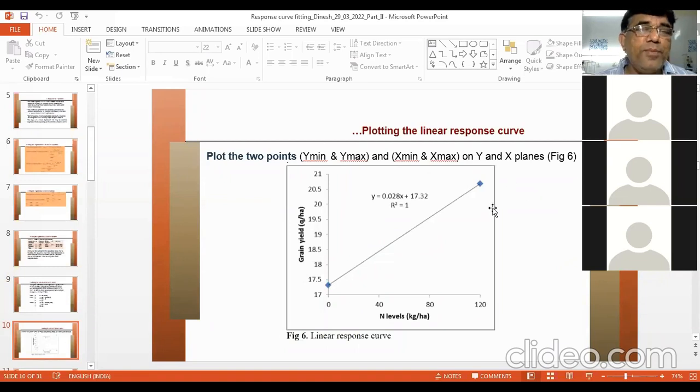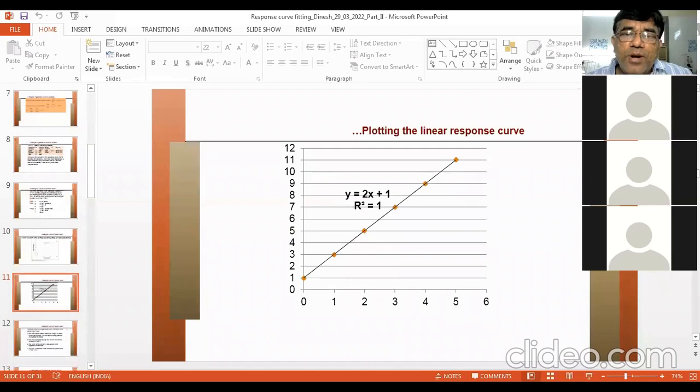Any problem to anybody? No problem. So it can be plotted like this.